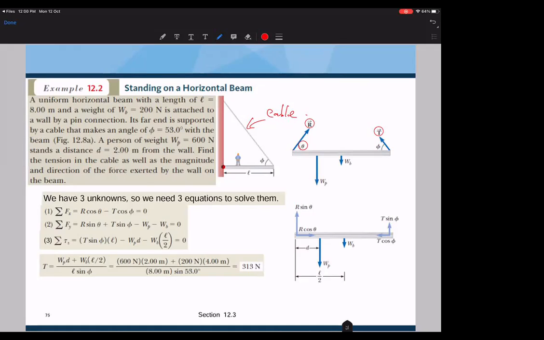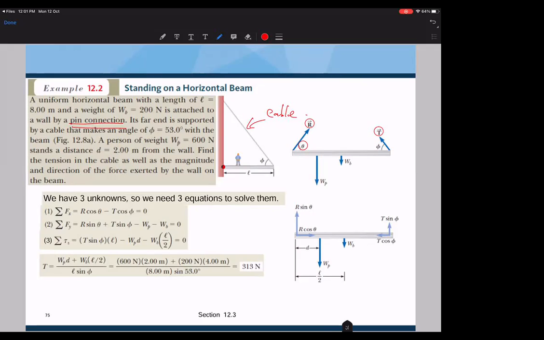Now I will have to explain the last part of the previous example later because I'm going through this one, going through example 12.2. So here you have a wall that provides some support to the person, and there is a pin connection. This pin connection means that it allows the beam to be in equilibrium by providing forces in different directions.